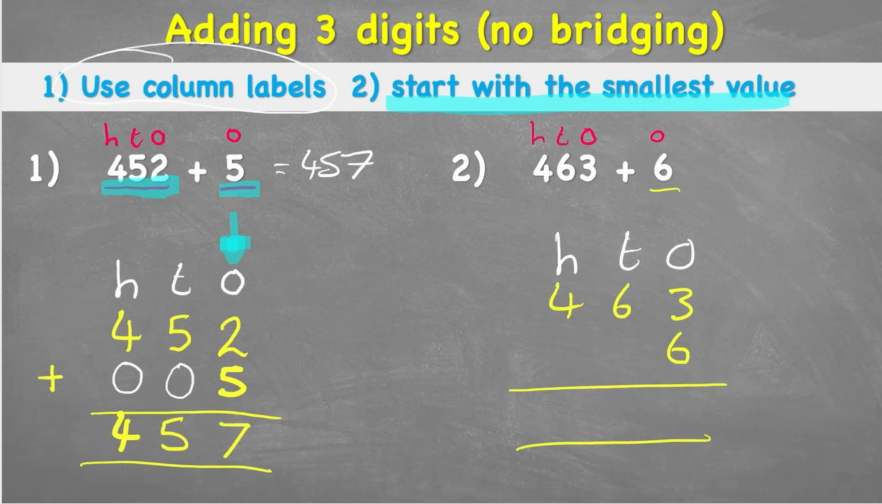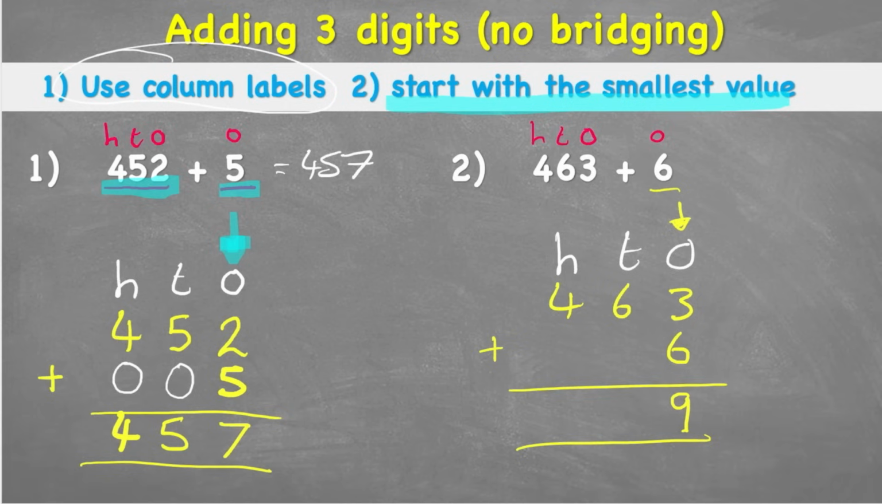Put my equals line and my add sign. And again, start from my smallest value, which is my ones column. And this time I'm not going to use a number line. I'm going to look at 3 add 6, and I'm going to do that on my fingers. 3 add 6 is 3, 4, 5, 6, 7, 8, and 9. So I get an answer of 9.